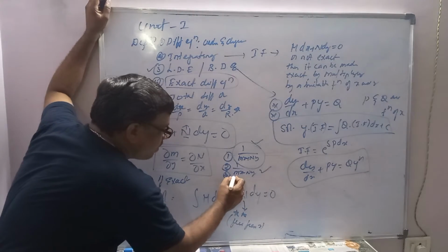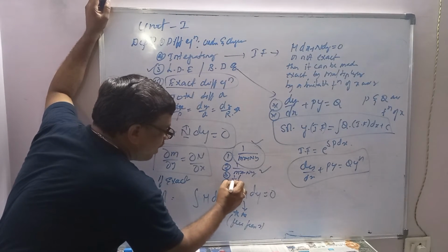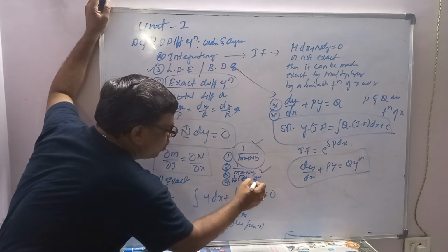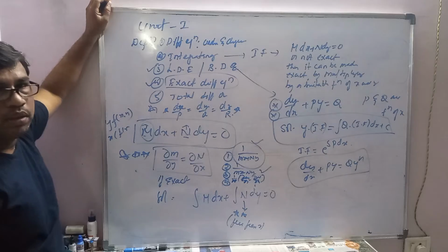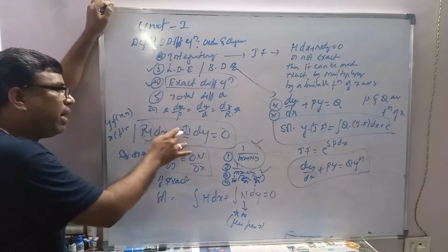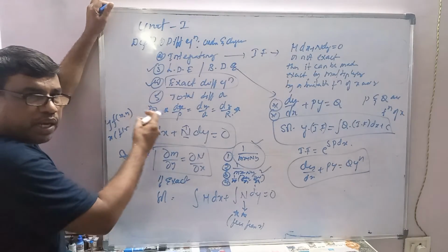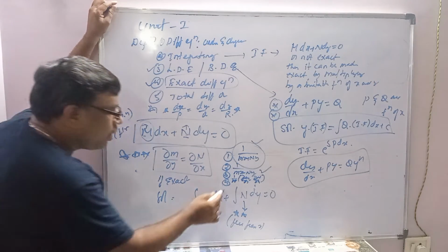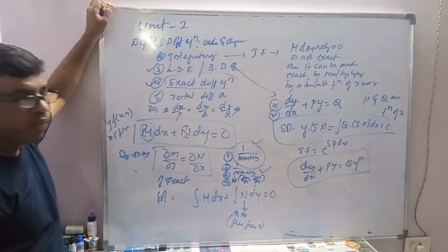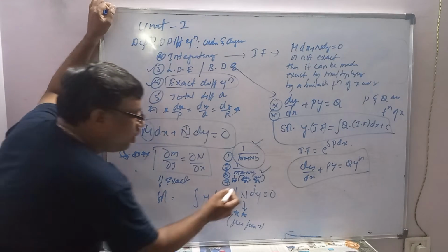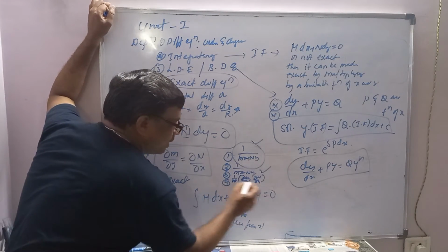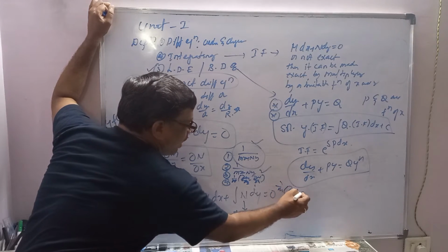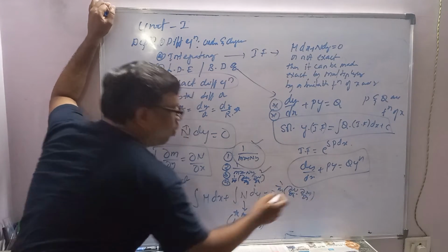The next method is 1 by N into (∂M/∂y minus ∂N/∂x). Right? Suppose M and N are not homogeneous, and we cannot take y and x as common elements from M and N, then we have to go for this method: 1 by N into (∂M/∂y minus ∂N/∂x). And the fourth one is 1 by M into (∂N/∂x minus ∂M/∂y).